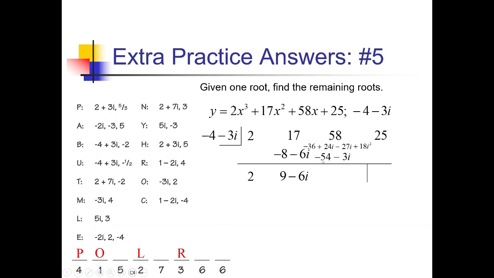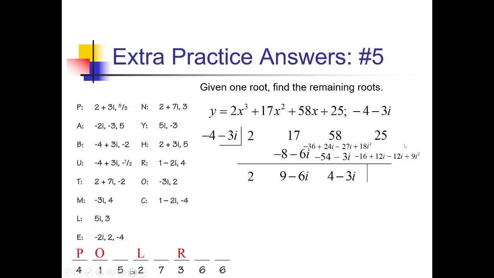58 minus 54, that's going to be 4 minus the 3i there. Distributing this back out now, we have negative 16. Negative 4 times negative 3i is a positive 12i. Negative 3i times 4 is a negative 12i. And then negative 3i times negative 3i is going to give me a positive 9i squared.